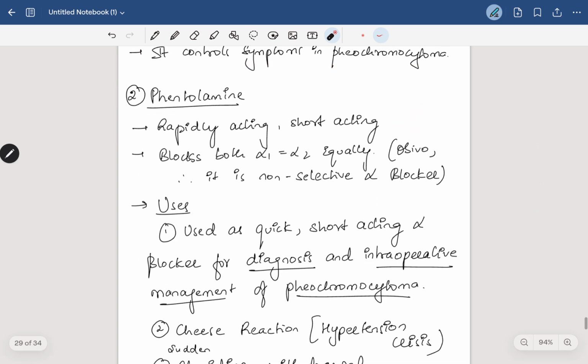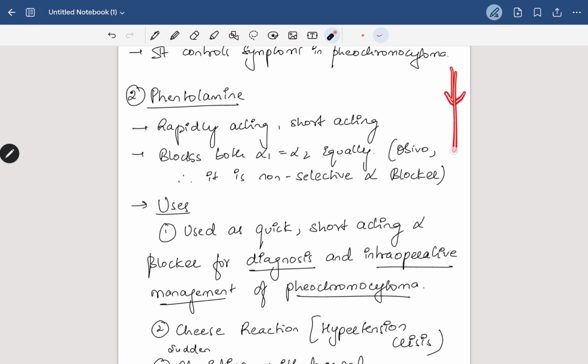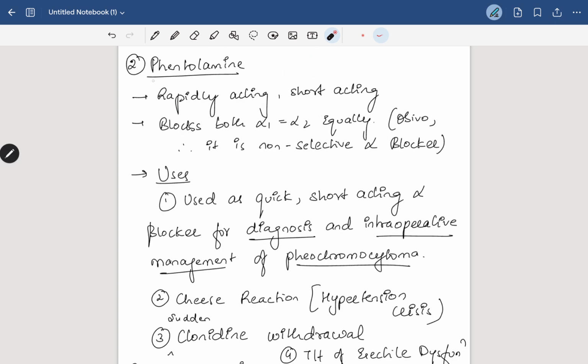Moving on, we have phentolamine. Phentolamine, which class of drug did it come under? It came under imidazoline. Recall. Whenever you're studying, you need to recall like this. Whatever you have read, don't just keep reading in one flow. Go back, recall where else you had seen this word, and recall it. That time you will remember more. So phentolamine is rapidly acting and it is a short acting drug. It blocks both alpha 1 and alpha 2 equally. Therefore, it comes under non-selective alpha blockers. Go back and check if you want. I don't want to scroll that much again.